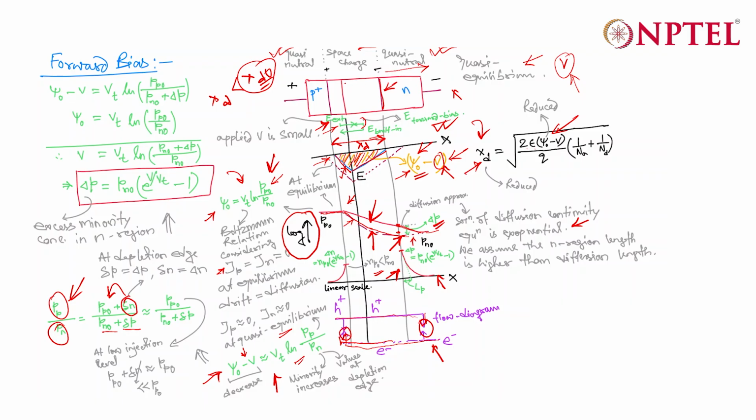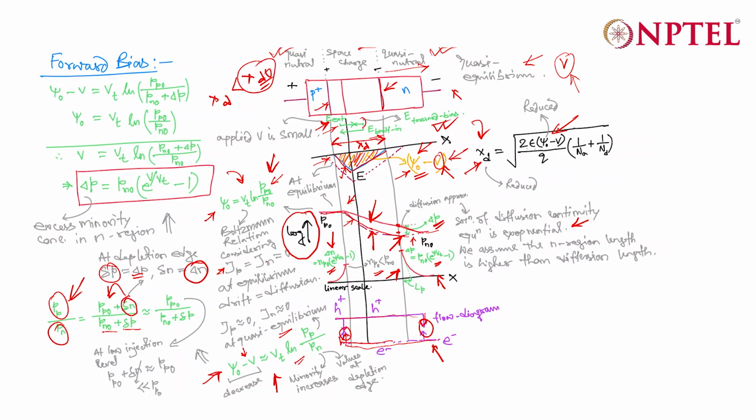Now at the depletion edge, that is this edge, we can consider del P as delta P and del N as delta N. So that is why we have written delta P and delta N in these expressions at the depletion edge. So these are the values at the depletion edge.